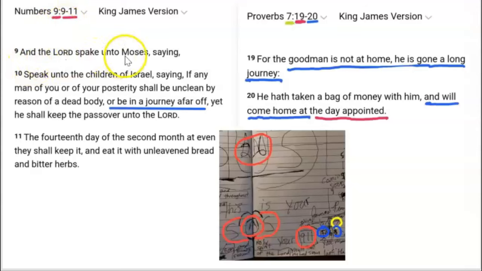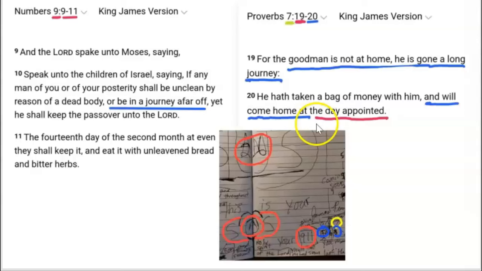And the Lord spake unto Moses, saying, Speak unto the children of Israel, saying, If any man of you or of your posterity shall be unclean by reason of a dead body, or be in a journey afar off, yet he shall keep the Passover unto the Lord. The 14th day of the second month at even, they shall keep it and eat it with unleavened bread, bitter herbs. And I want to read Proverbs chapter 7, verses 19 through 20. For the good man is not at home. He is gone a long journey. He hath taken a bag of money with him and will come home at the day appointed.